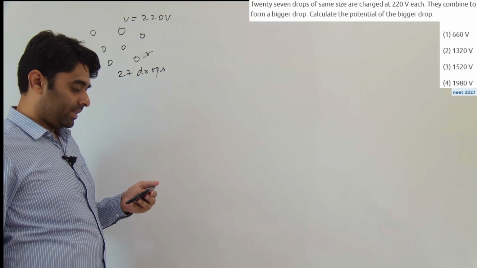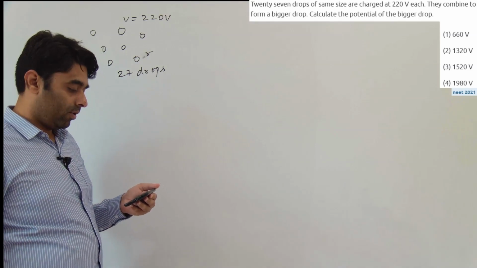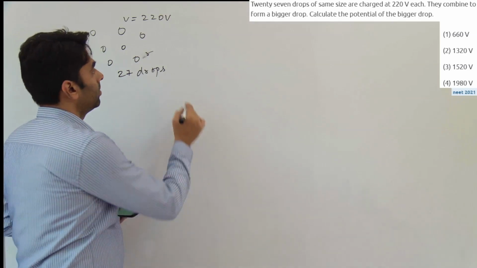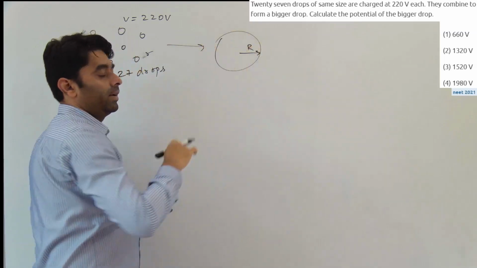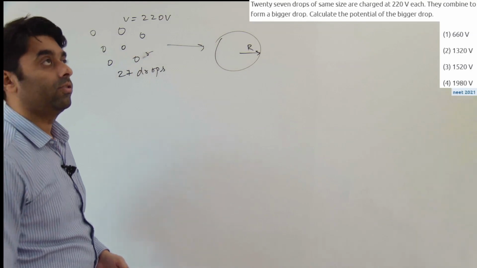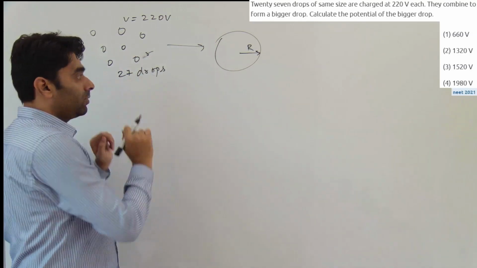Next it says they combine to form a bigger drop. Calculate the potential of the bigger drop. Let's say the bigger drop's radius is capital R. Find out the potential of the bigger drop. How much will be the charge on this?